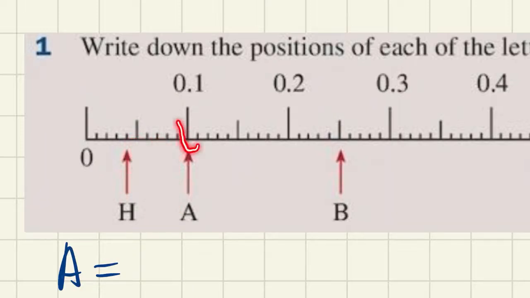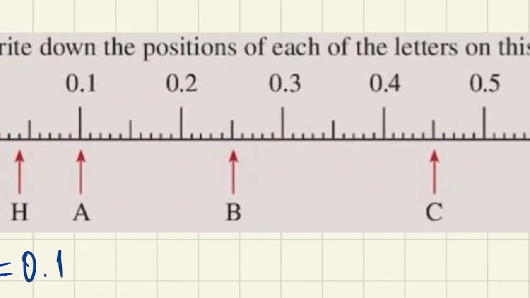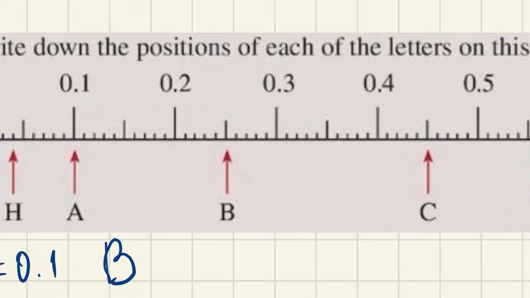Actually, we already have a title for A. A is 0.1. This one's really easy to find. B is right in the middle between 0.2 and 0.3. So we start with 0.2. This is 0.21, this is 0.22, this is 0.23, 0.24, and finally we get to B, which is 0.25.